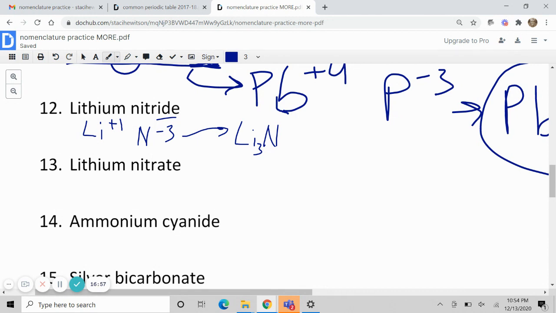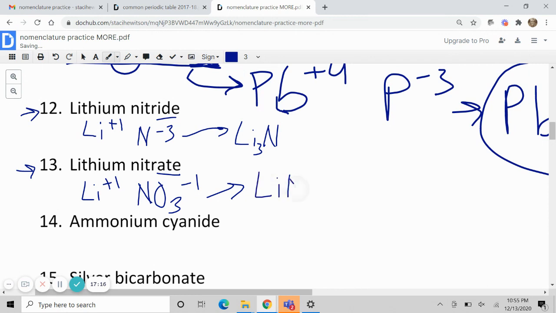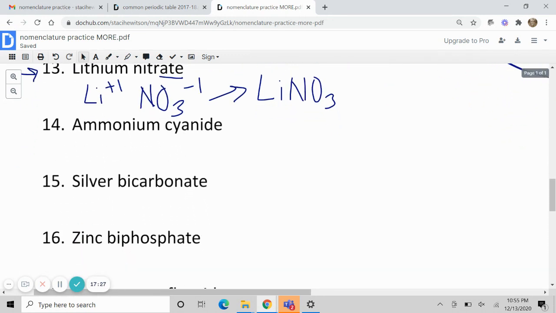Lithium nitrate. Do you see the difference? This one was lithium nitride. This one's lithium nitrate. So again, it has lithium, which has a +1. Nitrate is a polyatomic ion. If it ends in ate, it's a polyatomic ion, and it's on the back of page 12 of your notes. That's a +1, that's a -1, so it's just going to be LiNO3. I did that to point out, look, lithium nitride and lithium nitrate are two different things, even though they sound really similar.